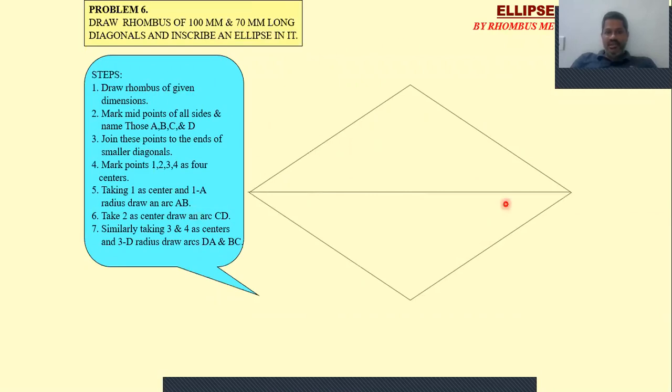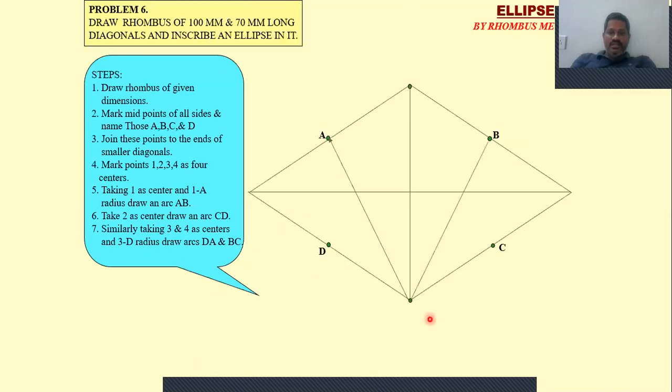Draw line AB of 100 first, then draw the two perpendicular bisectors AB and CD, 100 and 70. Then join the ends like a rhombus. Then mark the midpoints of the rhombus sides and name those points A, B, C, D. Then mark the points like this.